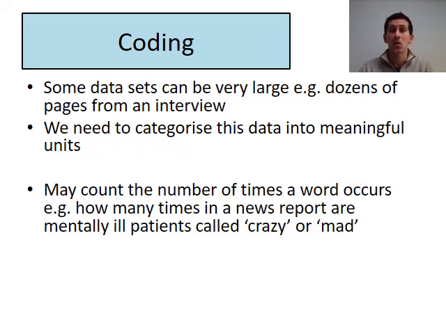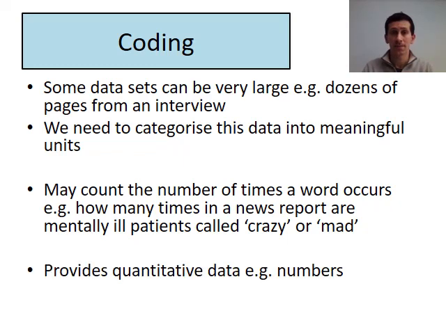So we might count the number of times a word occurs. For example, if we're looking at news reports on mentally ill patients, we might count the number of times they're called crazy or mad and just tally that off in our chart. That would be an example of a coding unit. Okay, the word crazy, the word mad, how many times that occurs. So we're picking out behaviour or words that occur regularly. And this provides us with quantitative data because we've got our word crazy, we've got mad, and then we've got how many times that occurred. So we've turned qualitative data into quantitative data.